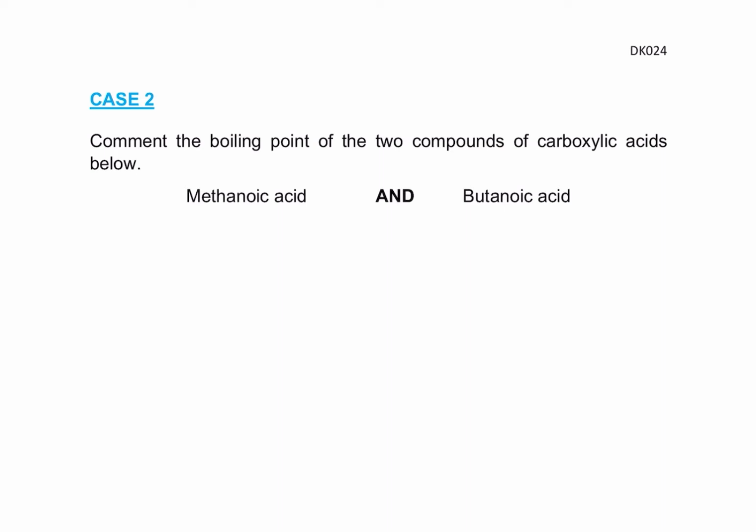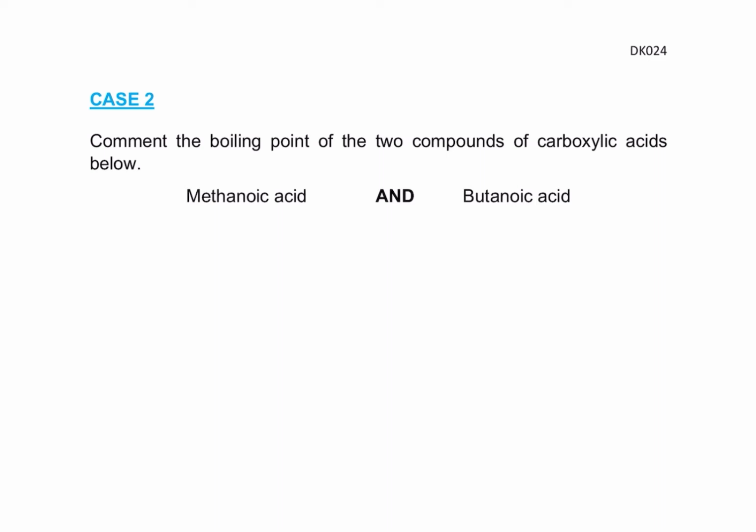Let's continue with how to describe or explain the boiling point for carboxylic acid based on case 2. So if you see here, you got methanoic acid and butanoic acid. If you cannot imagine what the structure for this one is, I hope you can start by drawing the structure, so that you can see it very clearly what we are talking about.